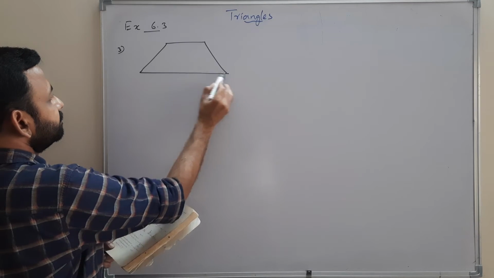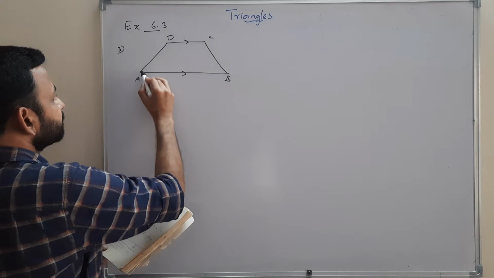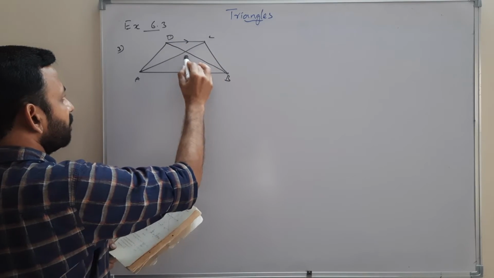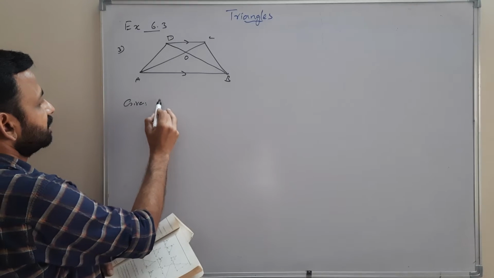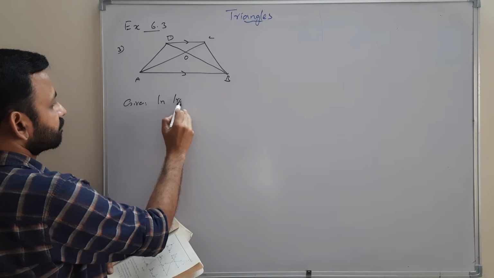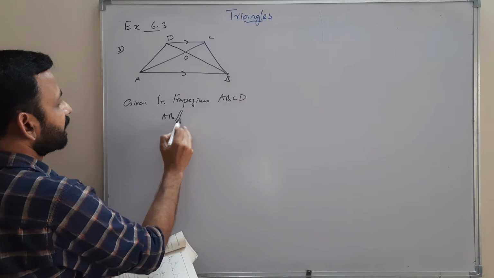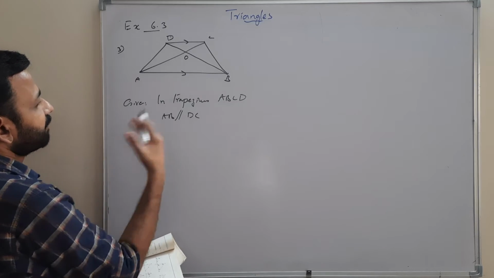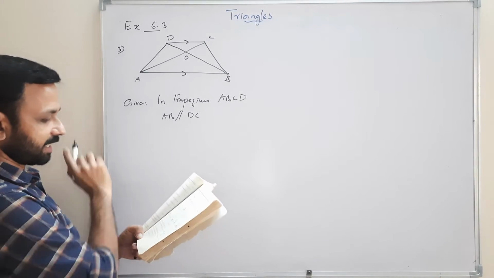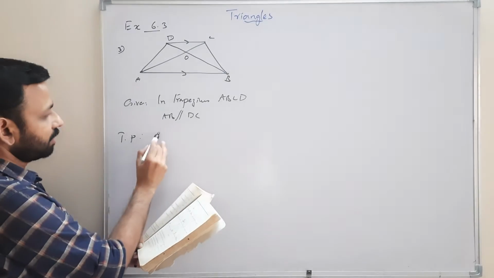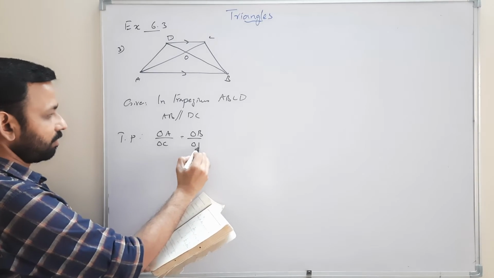In trapezium ABCD, in the question it is given AB parallel to DC, diagonals intersect at the point O. Using similarity criterion, show that. So the given condition, in trapezium ABCD, AB parallel to DC, that is given, and one more condition is that much only given. Then using similarity criterion, we need to prove OA upon OC is equal to OB upon OD. That is our question.